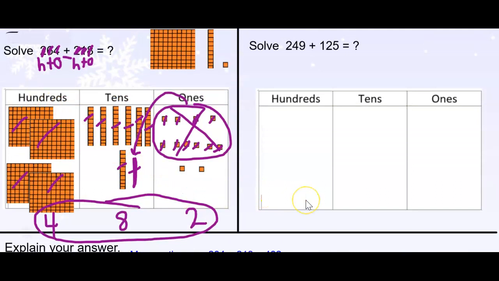Now it's your turn. Please write this problem down, 249 plus 125, on your own sheet of paper. You're going to solve this problem on your own today and explain your answer. When you're finished, take a picture of your work and upload it or send it to your teacher.